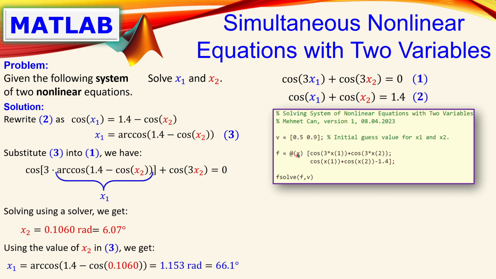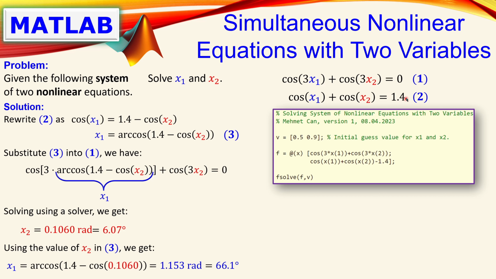F is then equal to this expression. You can see the following in the brackets here. You can see the first expression, the equation number 1, which is set to 0. So it is cosine 3 times x in parentheses 1. That is actually your first unknown, the x1. The other one is x parentheses 2, which is your second unknown, which is then x2. The next one is the cosine in a similar form, but then you have a minus 1.4.